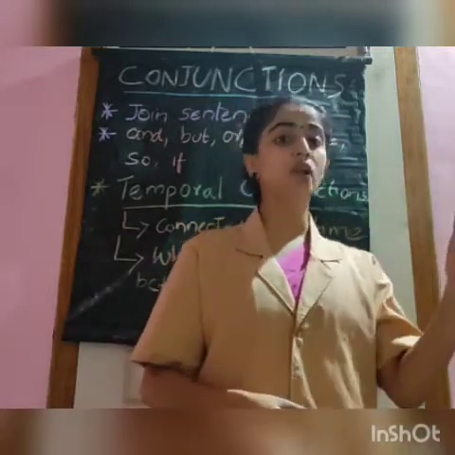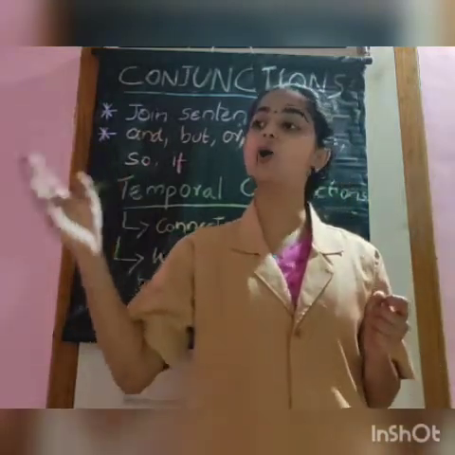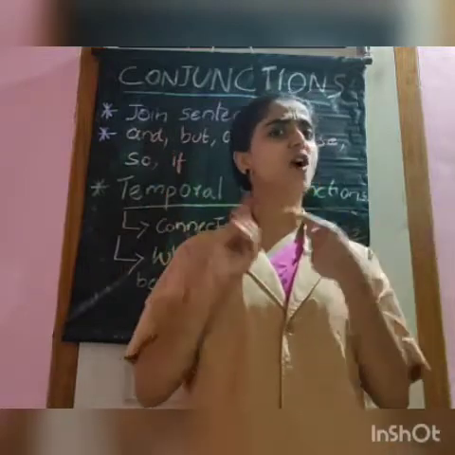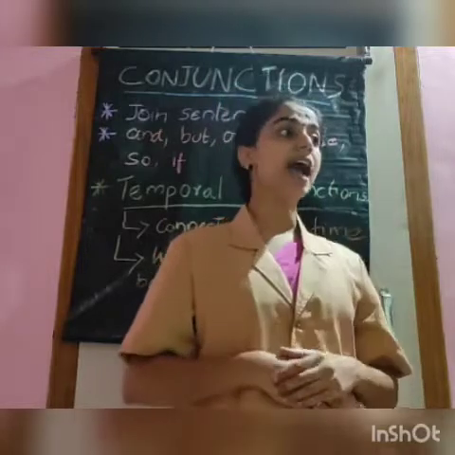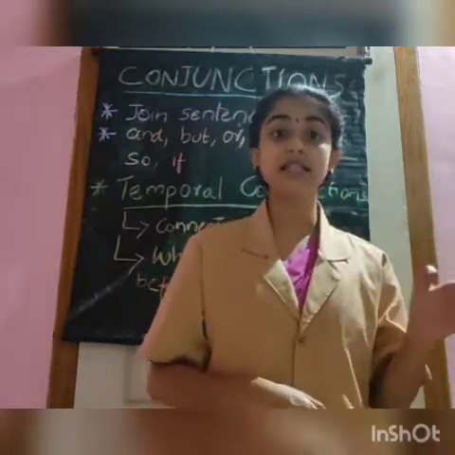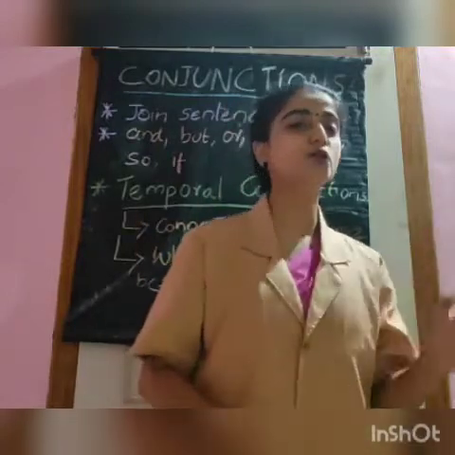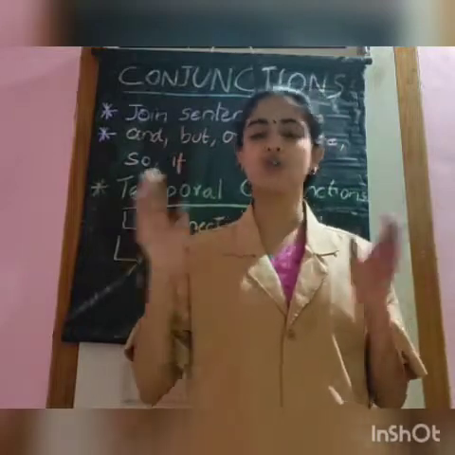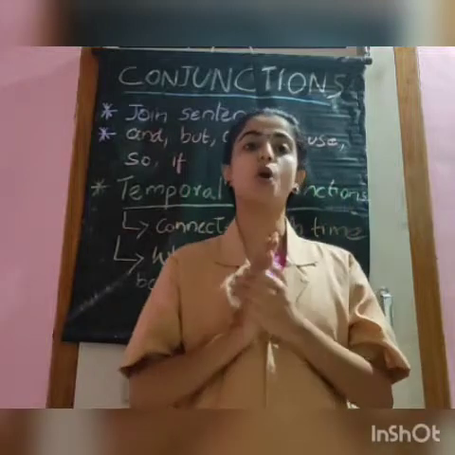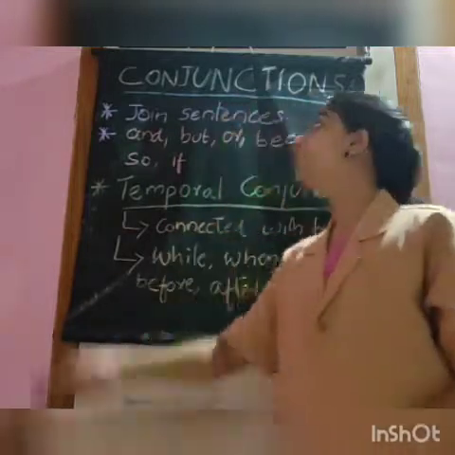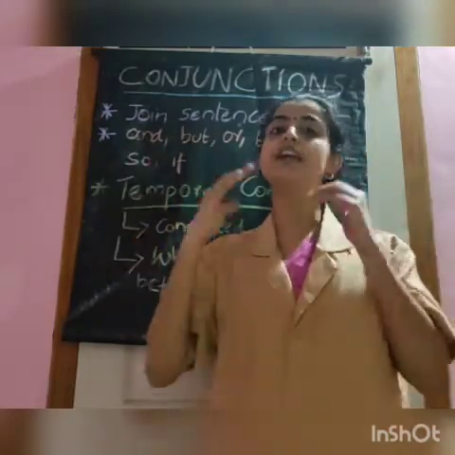I'll give you another example. My first sentence, I can come to school by bus. My second sentence, I can come to school by auto. So how can I join this? I want to use a conjunction. Which conjunction will I use here? I will say I can come to school by bus or by auto. So these are the conjunctions. Conjunctions means the words which are used to join the sentences. Now we need to learn what are the common conjunctions that we use to join the sentences.